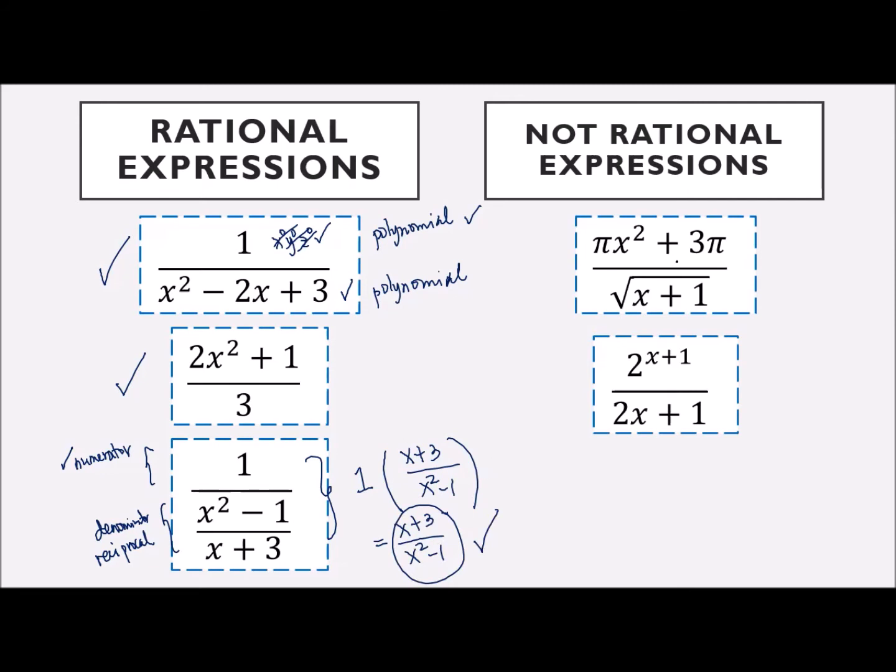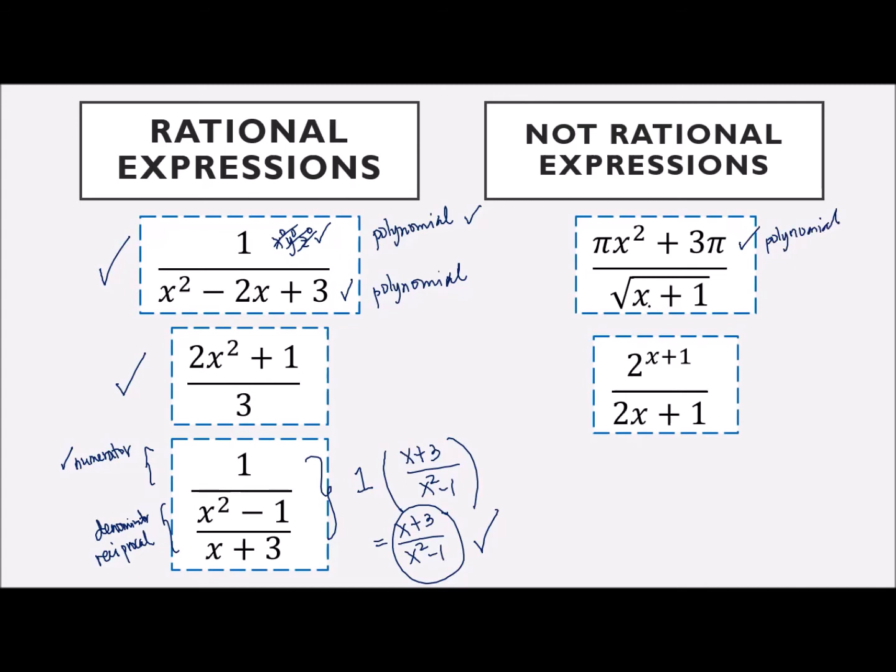Now, let us focus, bakit ito hindi rational expressions? On the numerator, we have the pi x squared plus 3 pi. And pi is a constant. May value siya. Di ba 3.1416 nga siya? So, real numbers pa rin siya. And this one is a polynomial.